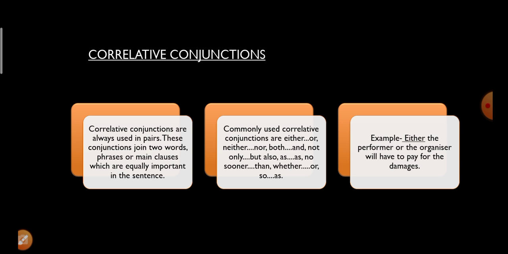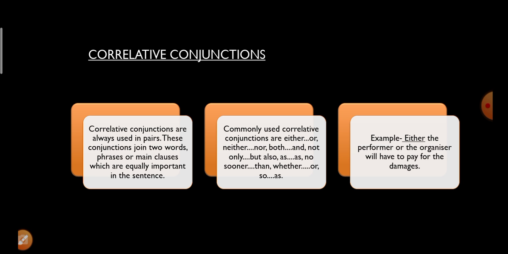Next one is correlative conjunctions. Now what do we understand by correlative conjunctions? Let us have a look at it. Correlative conjunctions are used in pairs, and these conjunctions join two words, phrases or main clauses which are equally important in the sentence.